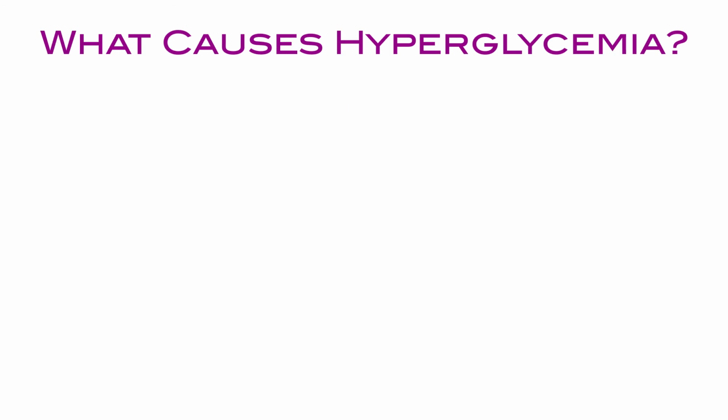Here are some causes for hyperglycemia. Missed insulin dose. If I forget to give myself insulin and have eaten a meal, I would have too much glucose in my blood for the amount of insulin and will cause hyperglycemia.